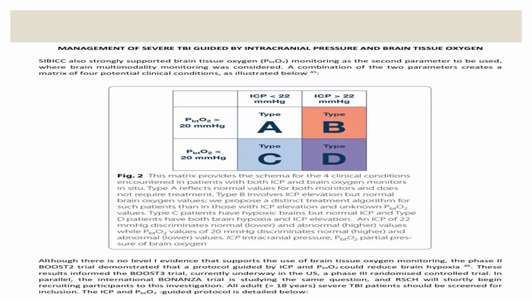According to this, they have divided the patients into 4 types: type A, type B, type C, type D. Type A includes brain tissue oxygenation more than 20 and ICP less than 22. Type B includes brain tissue oxygenation more than 20 and ICP more than 22. Type C includes brain tissue oxygenation less than 20 and ICP also less than 22. And type D includes brain tissue oxygenation less than 20, ICP more than 22.